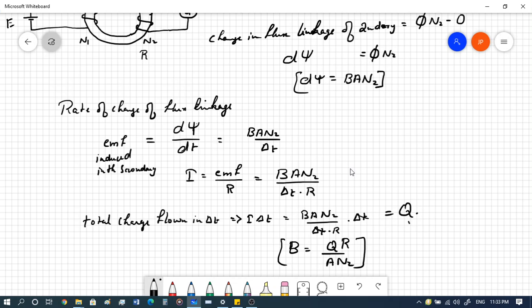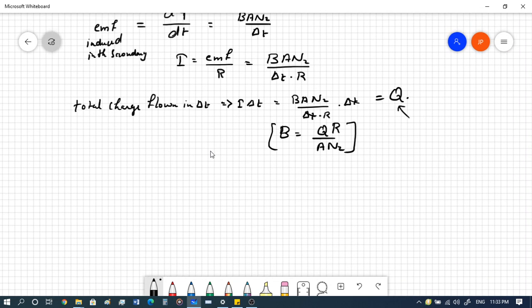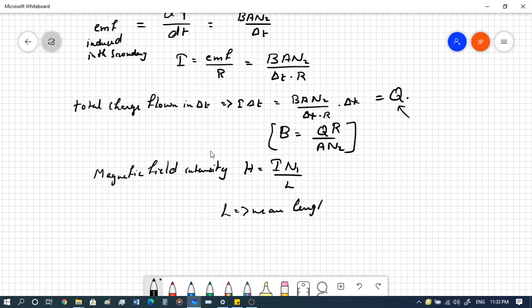So Q, we have seen how we can measure Q in the last part of this video, and from there R and A and N2 remain constant, so we can easily find the value of B. Now the magnetic field intensity H is given by I into N1 by L, the MMF divided by the mean length of the core. L is the mean length of the core.